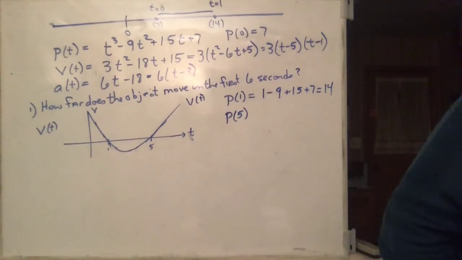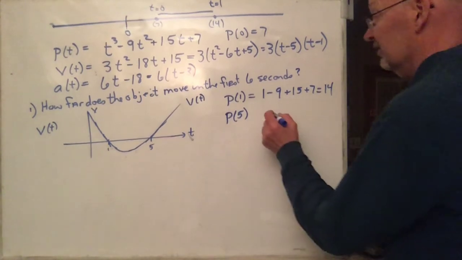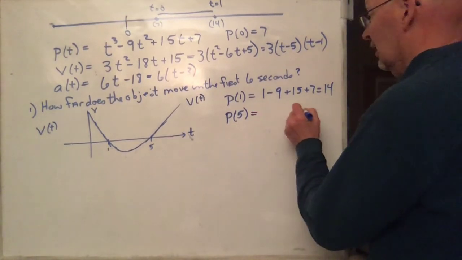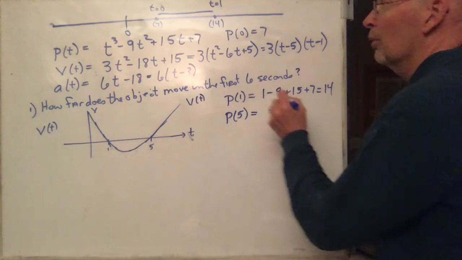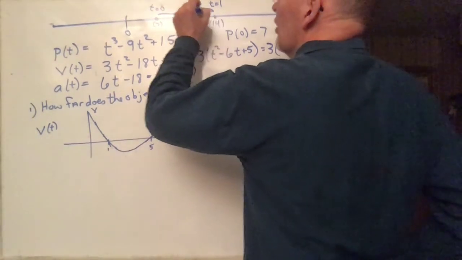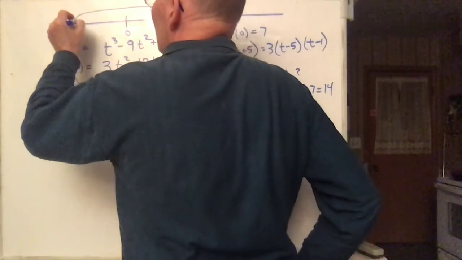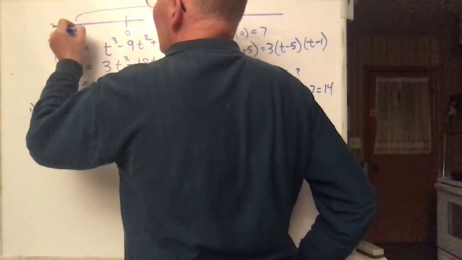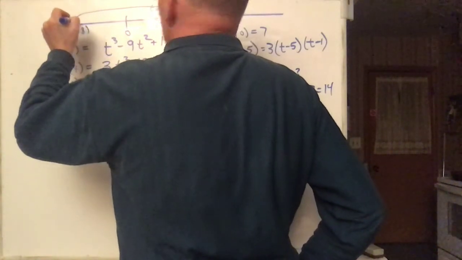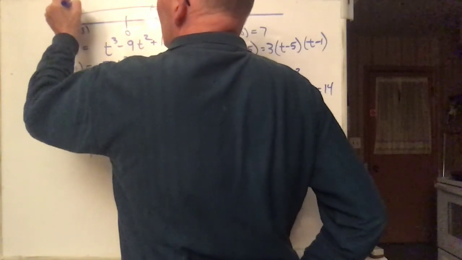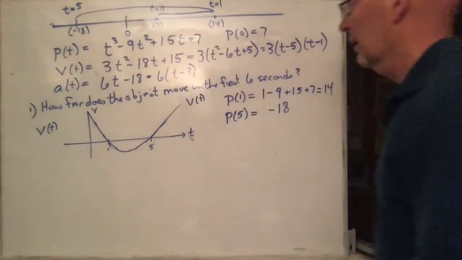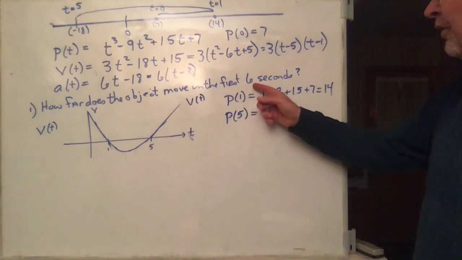P of 5 is equal to negative 18. Negative 18, I saved myself a little time. So you've done this, and now you've gone all the way down here. And here you are at negative 18, and this is when t is equal to 5. And now, what do we say for the first 6 seconds?